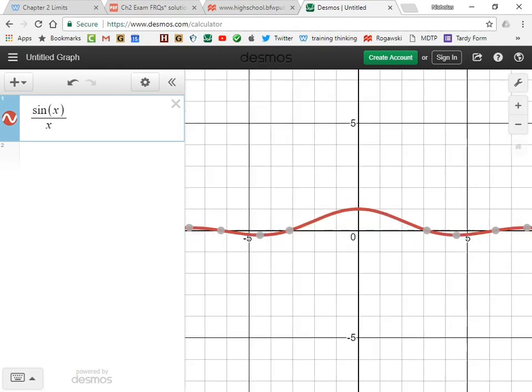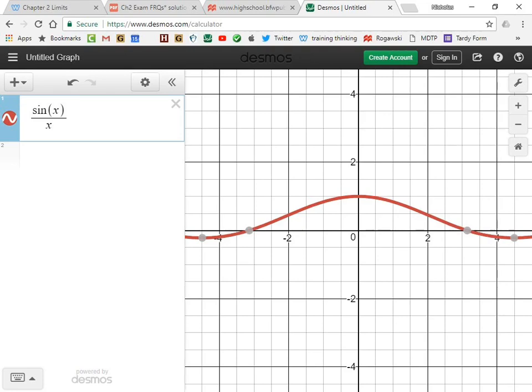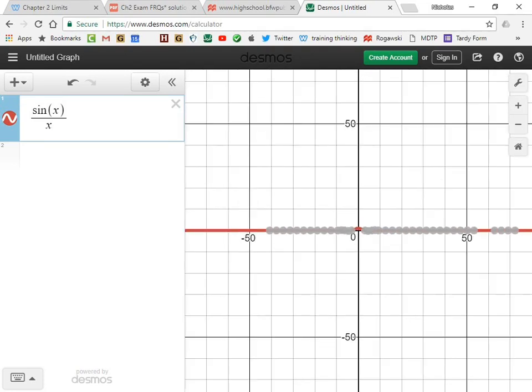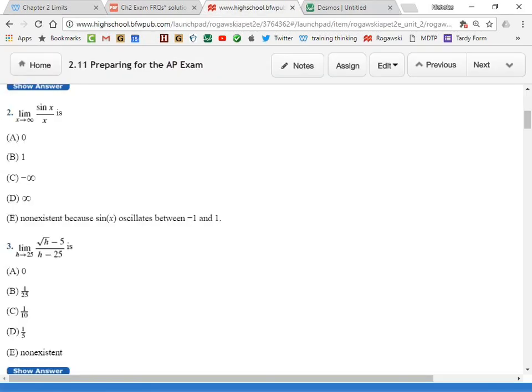But look at the graph as we're zooming out. What's happening to these x values, to this line? It's looking straighter and straighter, right? It's not as wavy. And so you can see graphically that this line just starts forming to y equals 0. So that's how you know that the limit of this would equal 0.